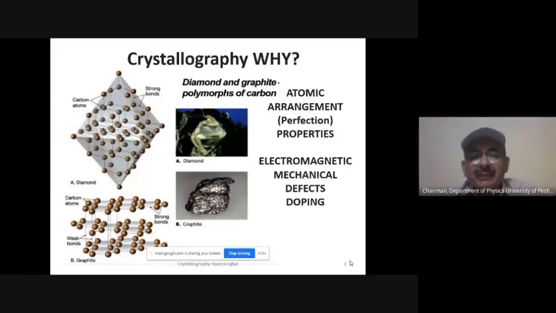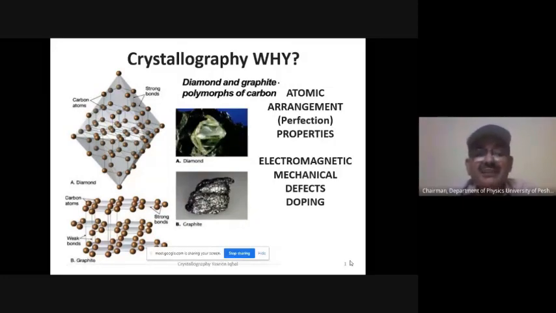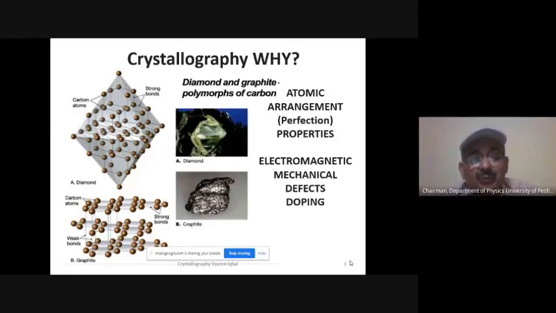On the left hand side, just next to this text, you see diamond and graphite. Diamond is 100% carbon, graphite is 100% carbon. But if you look into the structure, this is crystallography. In diamond, all the bonds are strong bonds. And diamond is used to cut steel. It is such a hard material because of the crystal structure. And on the bottom, you see the graphite structure, in which the layers are bonded as strongly as in the case of diamond, but interlayer bonding is much weaker.